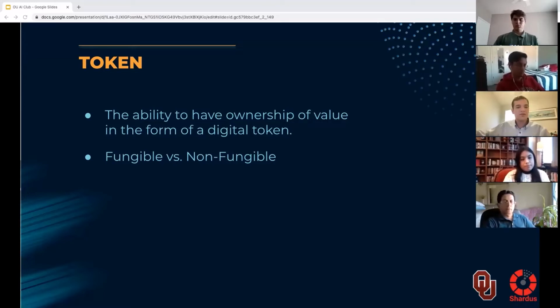An example of non-fungible would be if you got a car rental. The only way to give that car back is to give the same car back. You can't give someone the same model of car with a different color back. They're not interchangeable.